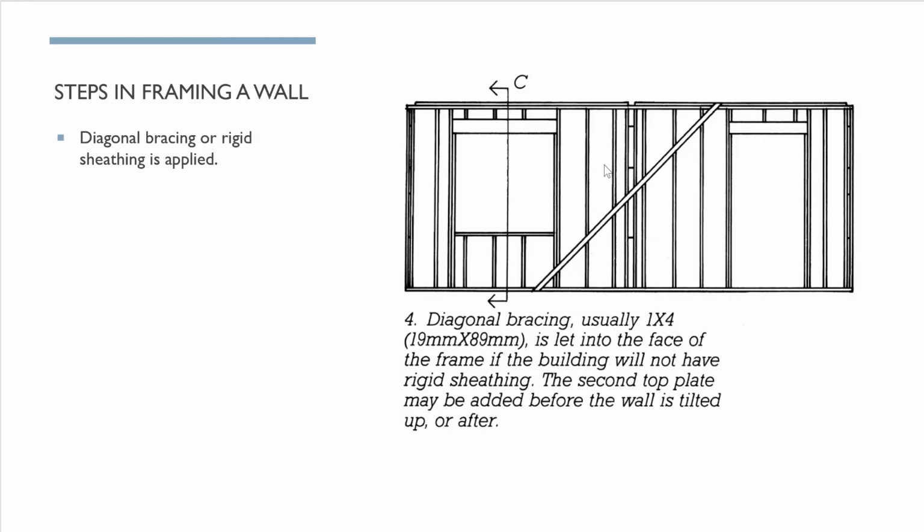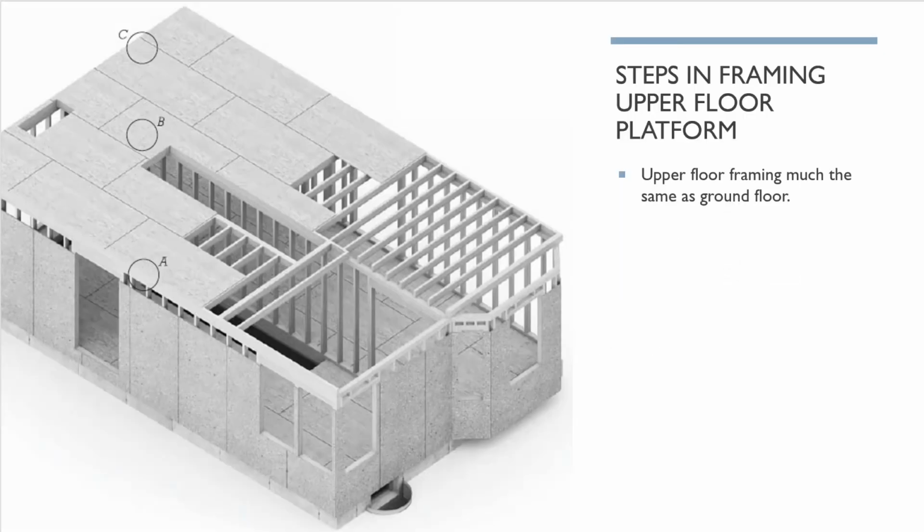Once I've got my wall framed, I hoist it into place and I add some diagonal bracing, which allows my wall to stay upright and not wobble out of place. Then I'll eventually add my second top plate, and then I can go ahead and apply exterior sheathing. Once I'm done adding that second top plate, I start the same process all over again.